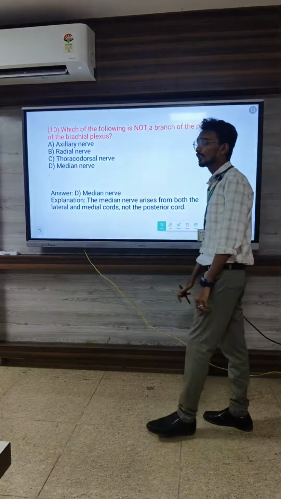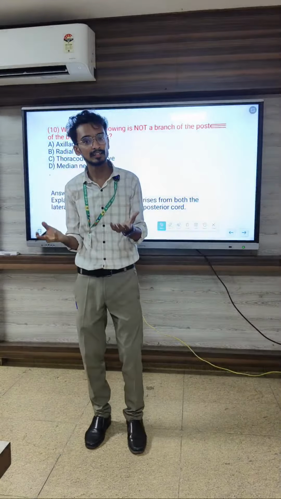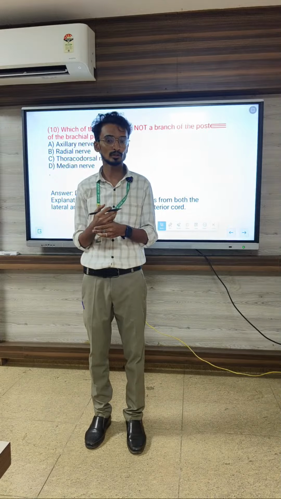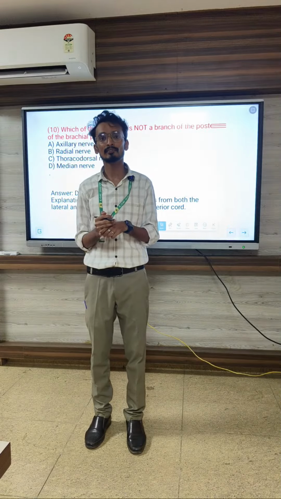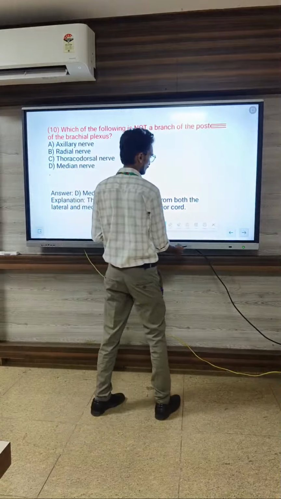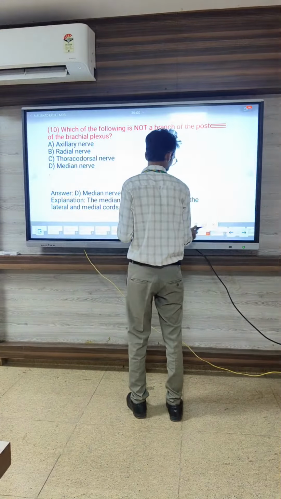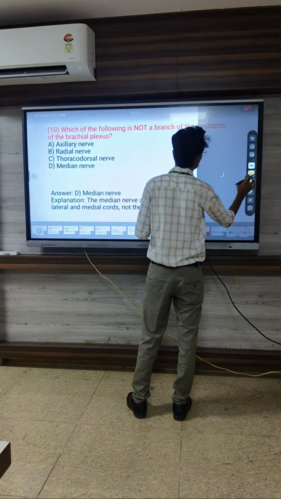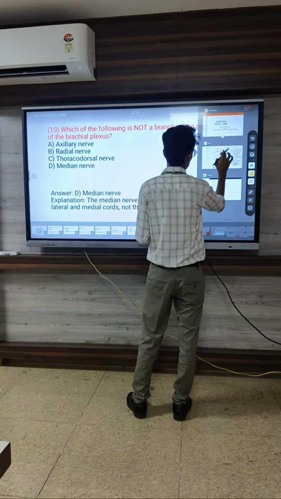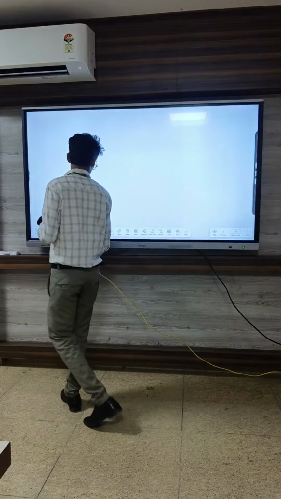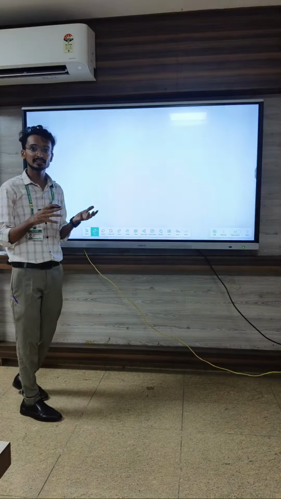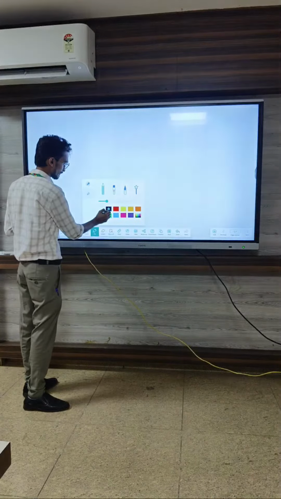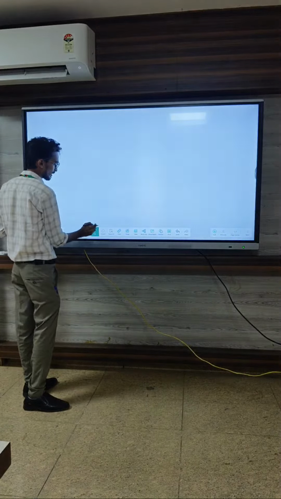Okay. Till now we have seen the brachial plexus and we have gone through the MCQs. Now we'll go to the lumbar plexus. We'll have a glance at the lumbar plexus. Before going to the particular plexus, let's have a glance at the spinal cord.